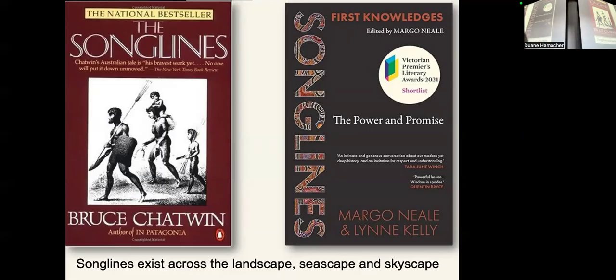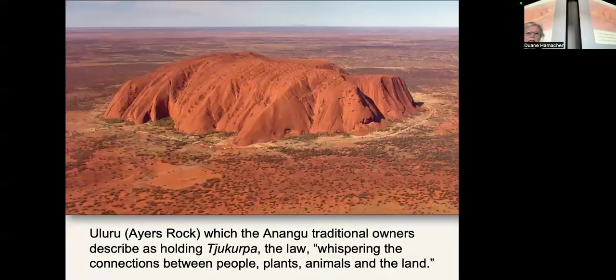So Margot was commissioned to edit the First Knowledges series, which some of you will know, we're up to 6-7 books in it. And we did the opening book on songlines. And songlines exist across the landscape, the seascape, and the skyscape, all interlinked. So this is just a way to imagine it. Simplified. I am grossly oversimplifying because I'm not Indigenous and I haven't lived this way all my life.